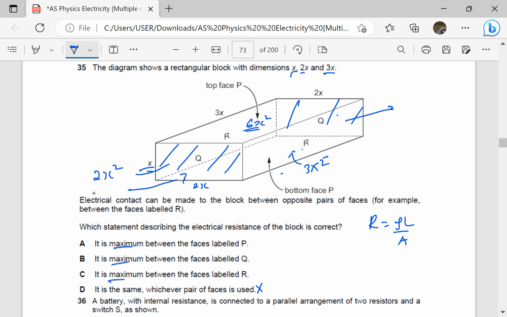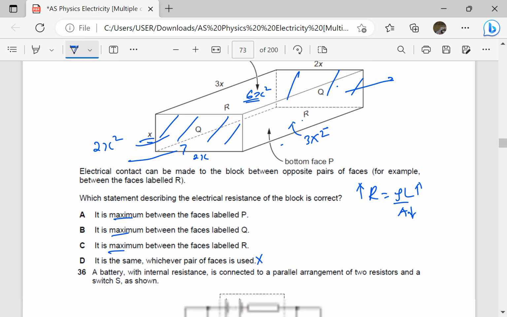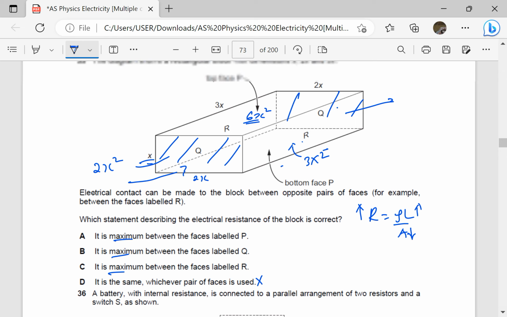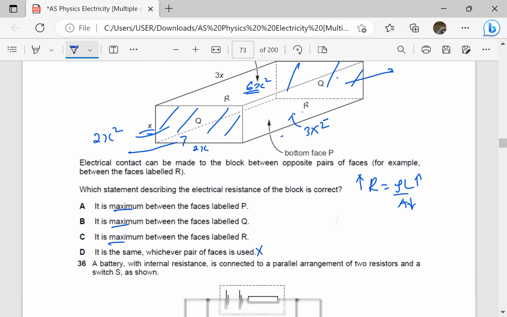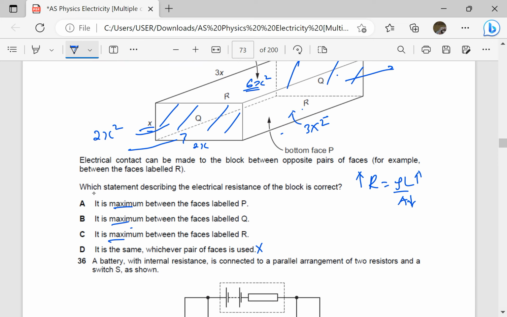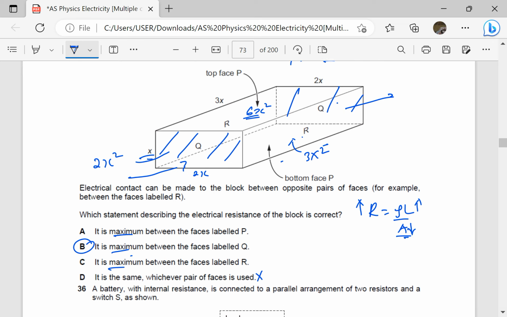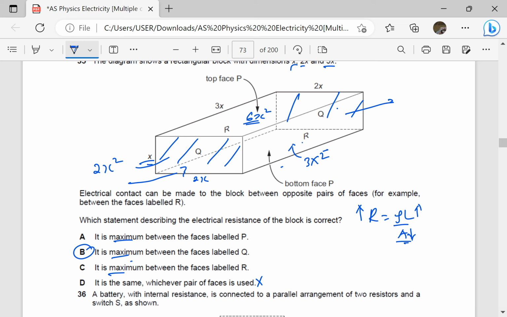It means you'd have smaller resistance for the same length. Therefore, when L is longer and area is smallest, the resistance should be the greatest. So maximum resistance will be between faces labeled Q. That's where we shall have maximum resistance, because they have the smallest area and the greatest length.